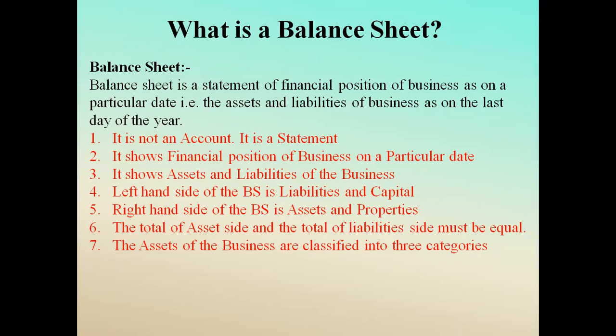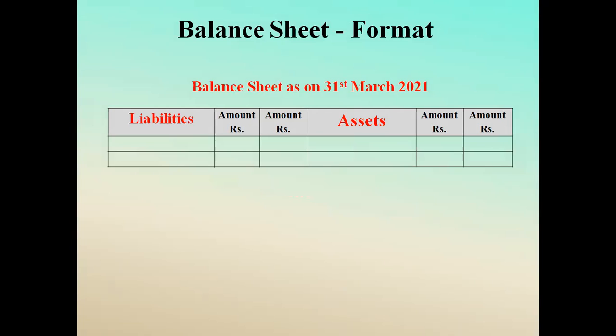And the last point, the assets of the business are classified into three categories: fixed asset, current asset, and fictitious assets. So have a look at the format of the balance sheet. Most of the students may be aware of this format, as we have already studied this chapter in 11 standard, but there we studied about the sole traders.